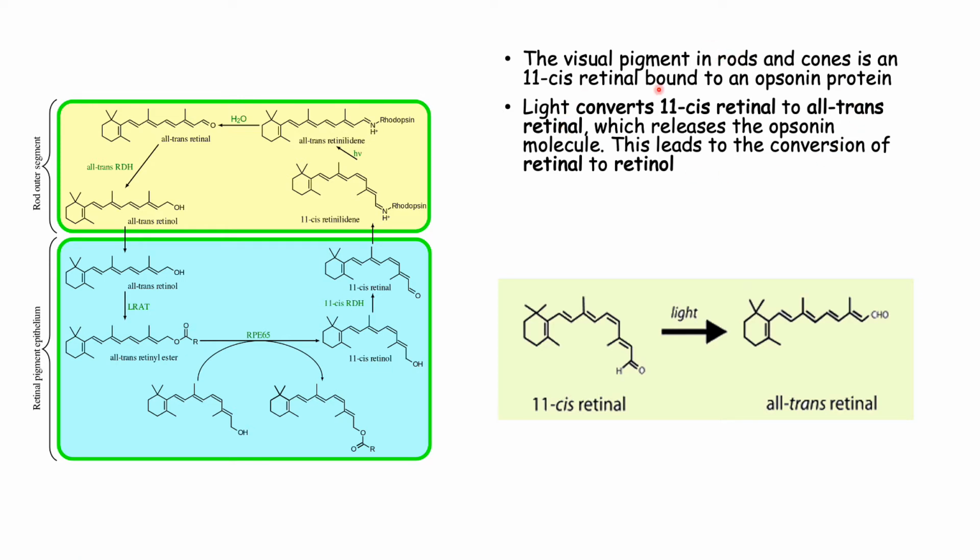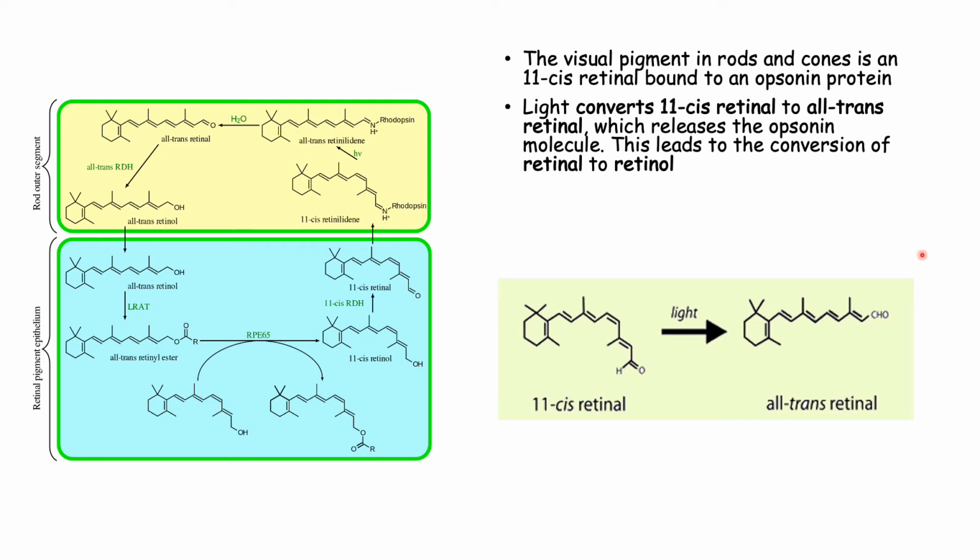Whenever light hits the eyes, especially these special eye cells, the rods and the cones, it converts this 11-cis retinal to an all-trans configuration. This is very important because when it's converted to an all-trans configuration, the opsin molecule is released, and in the process, retinal is converted to retinol.